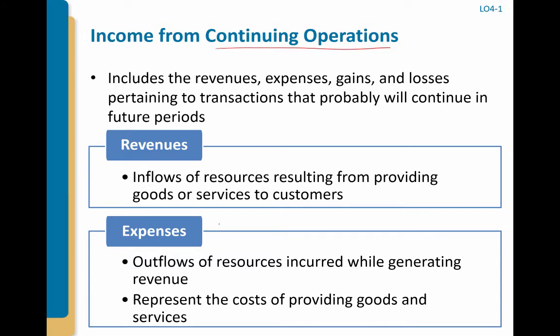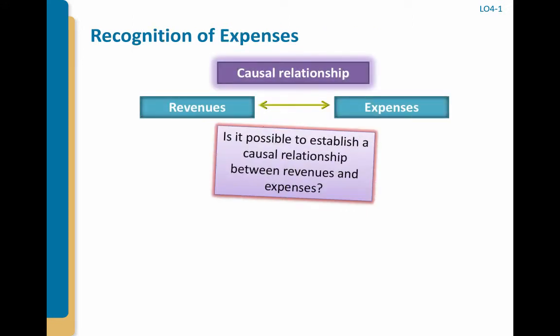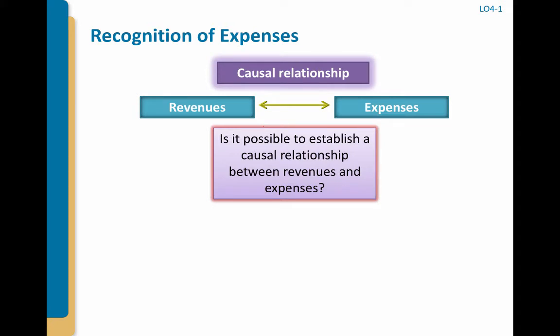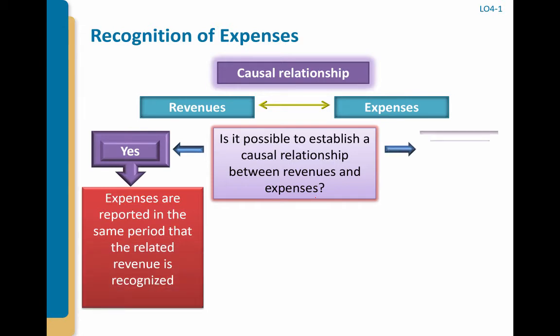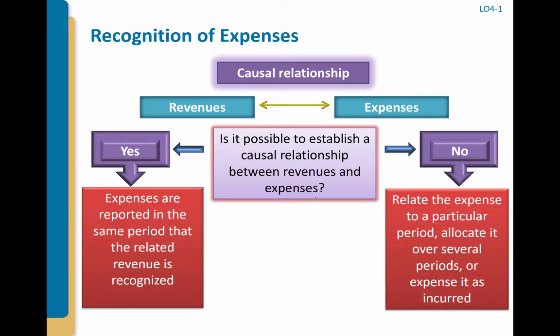So we have the matching principle, which tells us that we have to match revenues with expenses. So we match the revenues and the expenses we incurred to generate those revenues. And expenses also represent the costs of providing goods and services, such as cost of goods sold, so that there is a causal relationship between revenues and expenses. So basically, then the expenses are reported in the same period that the revenue is recognized.